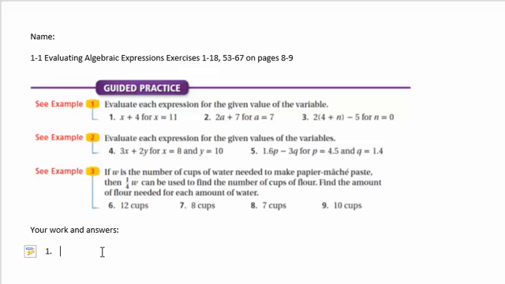So number 1 is x plus 4. But they tell us that x is equal to 11. They want us to find the answer for this when x is equal to 11. So I'm going to back up here, and instead of x, I'm going to put 11. That's all you do when you're given the value of a variable: you replace that variable with what they tell you it's equal to. So 11 plus 4, of course, is 15. That's easy enough to do.